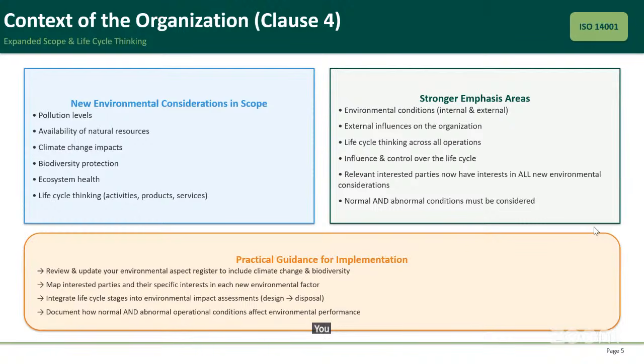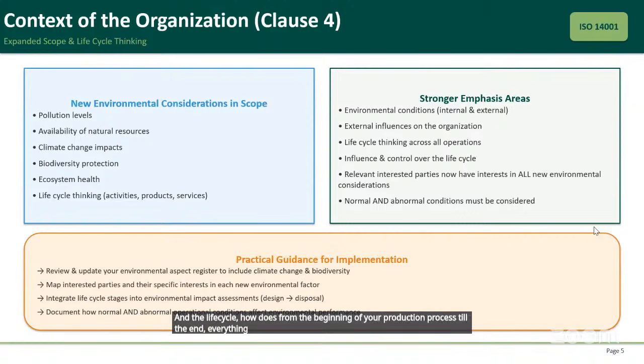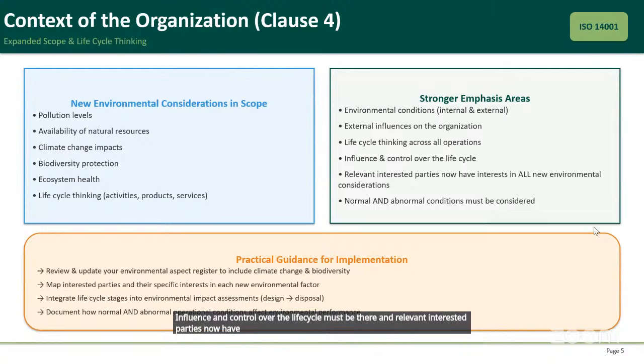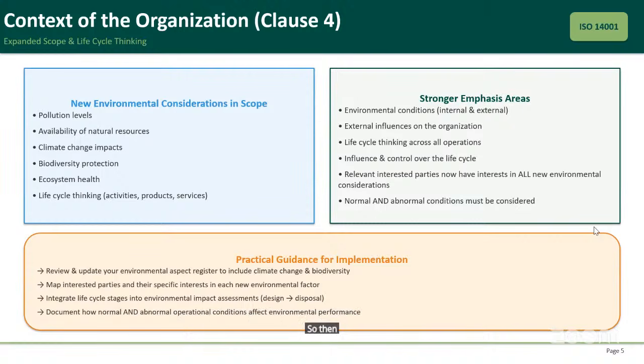You must have structured environmental thinking across the value chain and the life cycle. From the beginning of your production process till the end, everything that you make use of, everything that you produce, what is the life cycle thinking? Influence and control over the life cycle must be there, and relevant interested parties now have interest in all the new environmental considerations. So if you look at the practical guidance for implementation, what do you need to do?